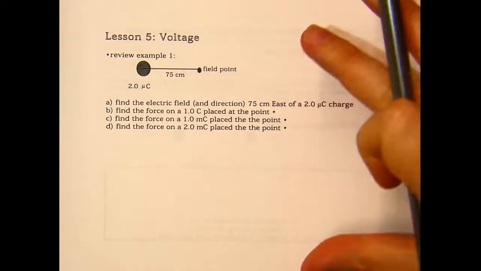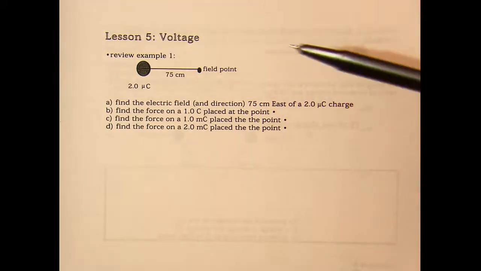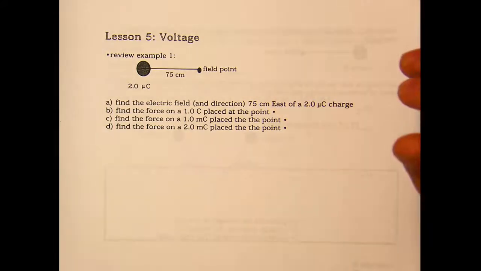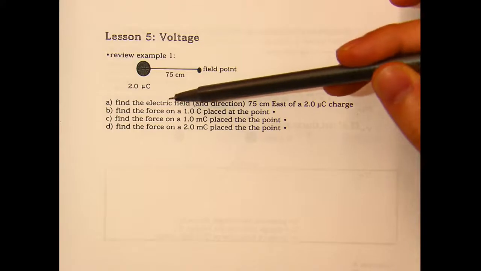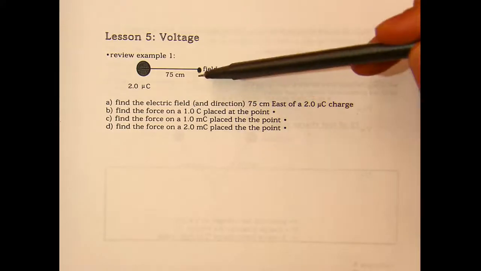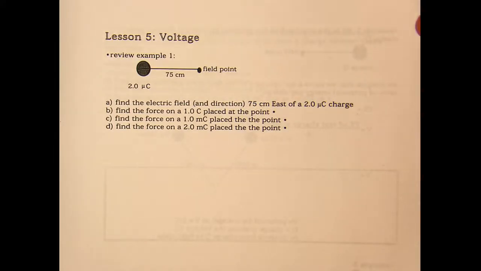So this first example is just a bit of a review, which we're going to use to extend into a couple other concepts, or the concept of voltage. We're going to find the electric field and direction 75 centimeters east of a 2 microcoulomb charge. And that's an easy calculation to do.